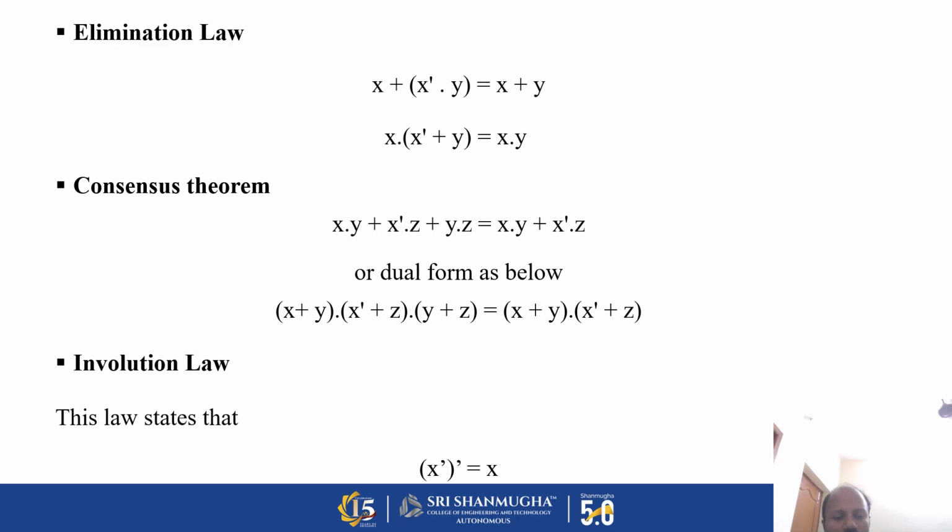Involution law. This law states that x bar the whole bar will be equal to x. That is, the double bar means the value will be the normal value that we are giving, so x bar bar will be equal to x.